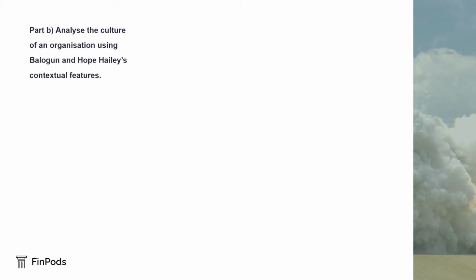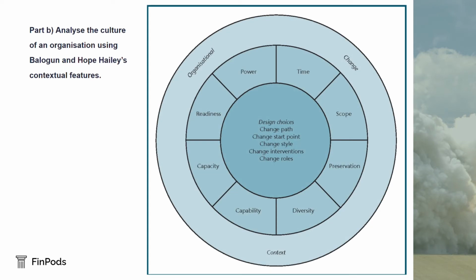Part B. Analyse the culture of an organisation using Balogun and Hope-Haley's contextual features. According to Balogun and Hope-Haley's contextual features model, organisational change can be considered under 8 general factors. These contextual features can all be used while analysing the culture of an organisation.